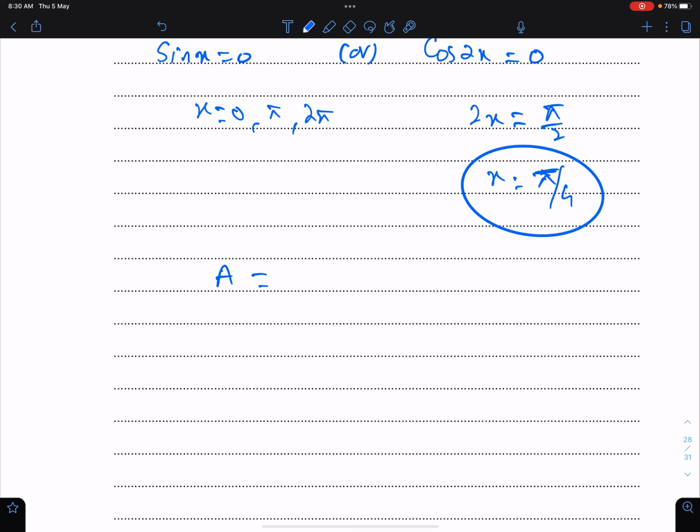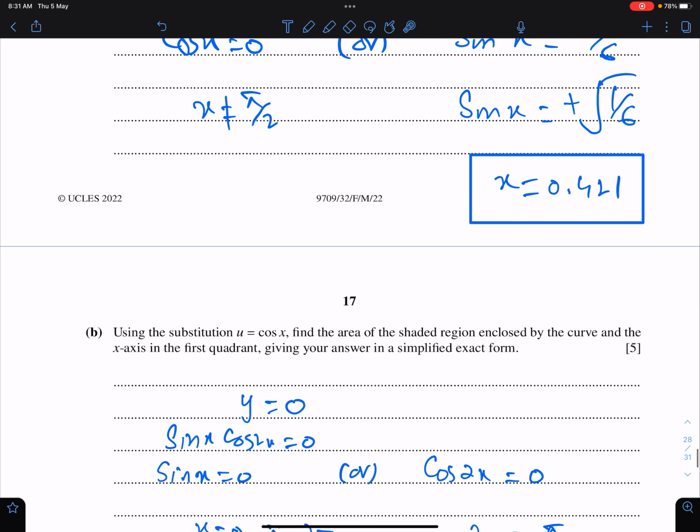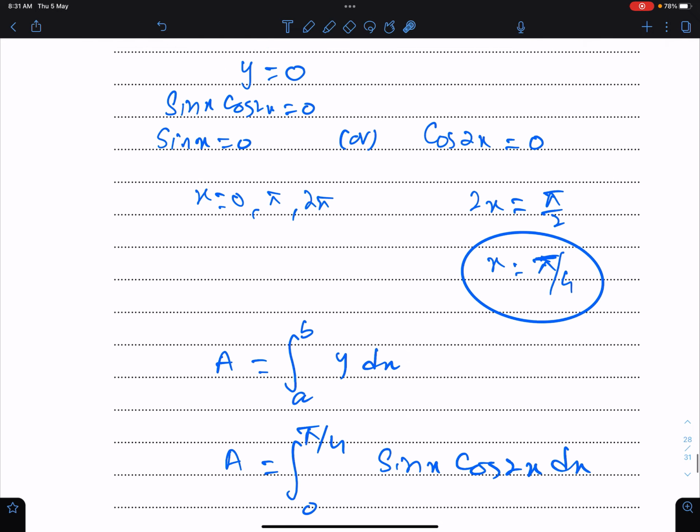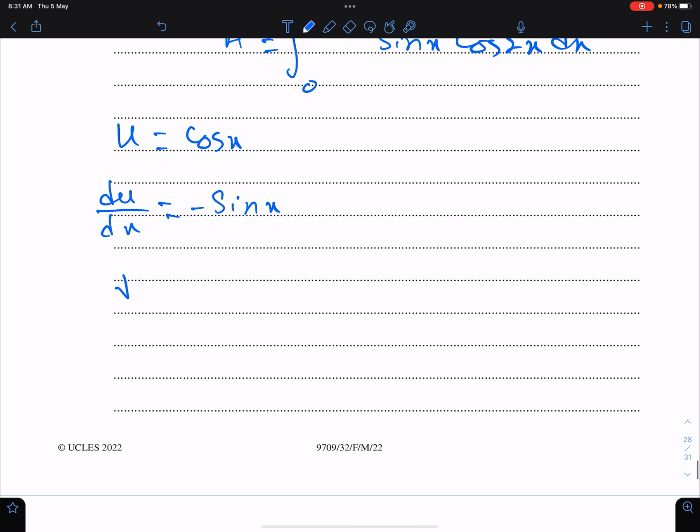Now this is the formula of area, integral a to b of y dx. The lower limit is 0, upper limit is pi by 4, y is sin x cos 2x dx. Now we have to integrate this by using this substitution. u is equal to cos x. Therefore du upon dx is negative sin x. Therefore dx is minus du upon sin x.